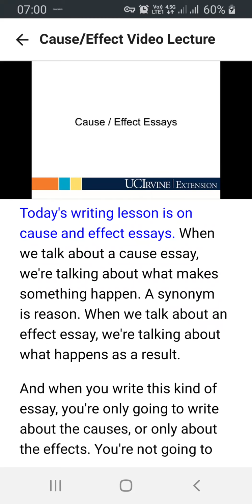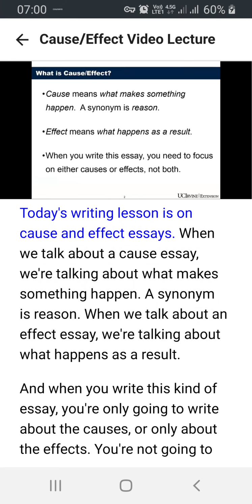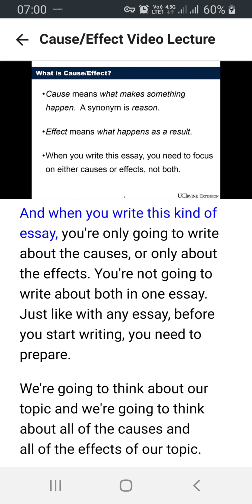Effect essays. When we talk about a cause essay, we're talking about what makes something happen. A synonym is reason. When we talk about an effect essay, we're talking about what happens as a result. And when you write this kind of essay, you're only going to write about the causes or only about the effects. You're not going to write about both in one essay.